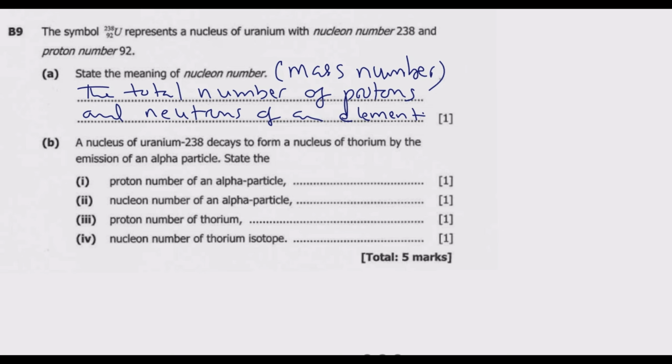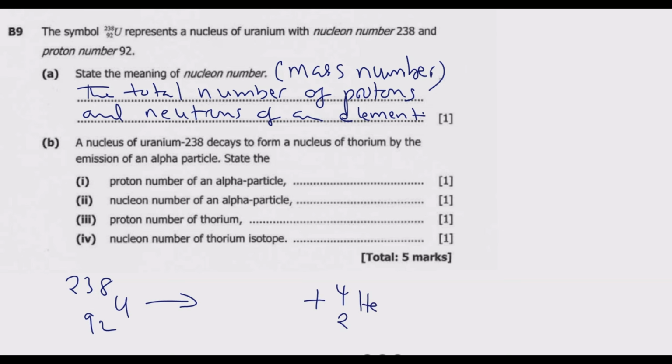Let us look at B. A nucleus of uranium-238 decays to form a nucleus of thorium by emission of an alpha particle. State the proton number of an alpha particle, then the nucleon number of an alpha particle, then also the proton number of thorium and the nucleon number of thorium. So we can write a decay equation. So we have 238, U, 92, then this decays by emitting an alpha particle, which is nothing but helium like this.